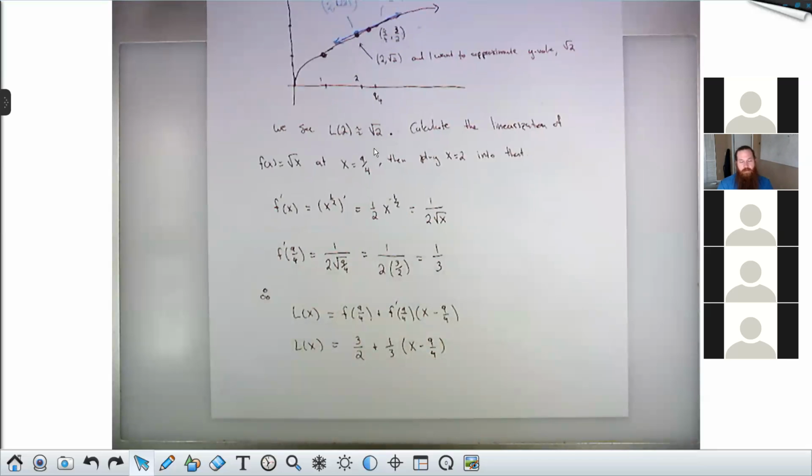Like, what is the sine of 1/3? I have no idea. But I could build a linearization to the sine function at some nice point near 1/3, and then approximate the sine of 1/3 using that linearization.